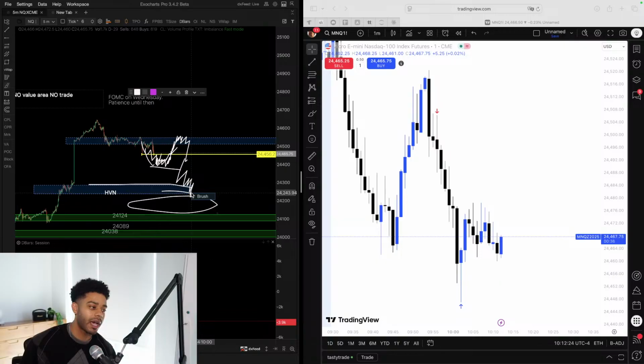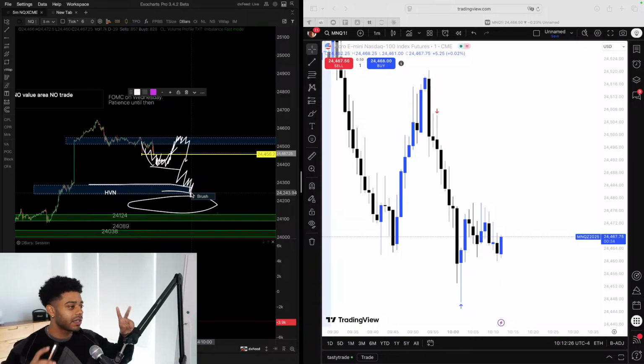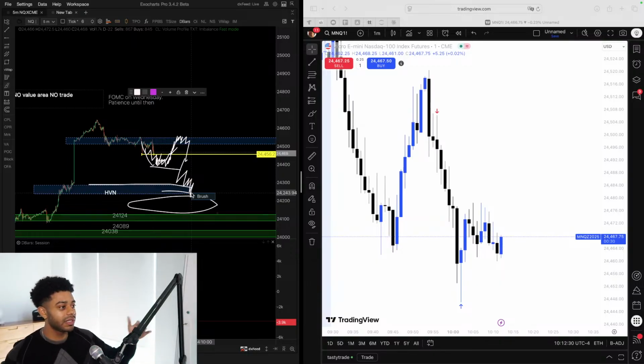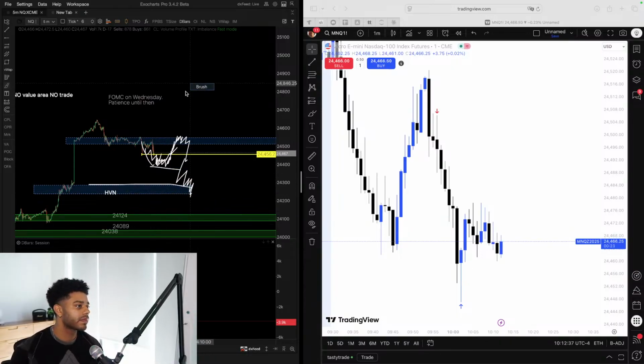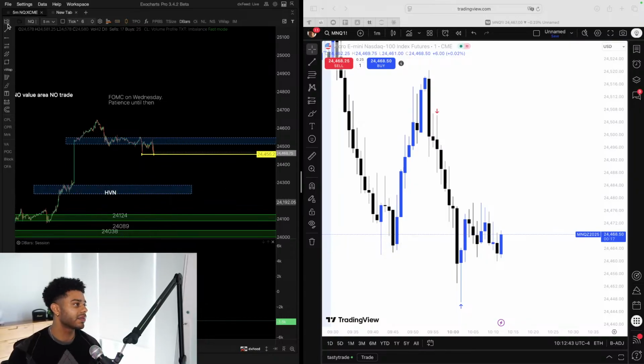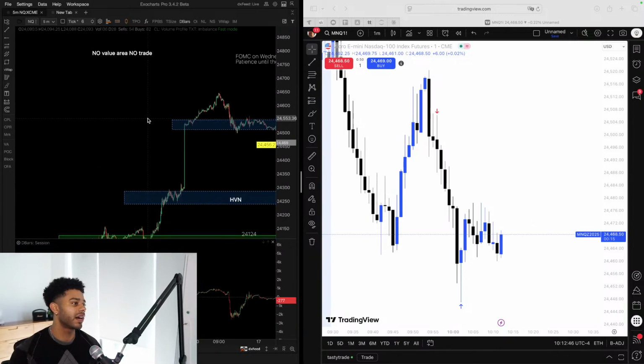Sometimes you can just map out different scenarios that are likely to play out. And then if it does play out, it's a little bit easier to see it playing out. So it's easier to execute on it in live time. And then just pairing that context with market profile.